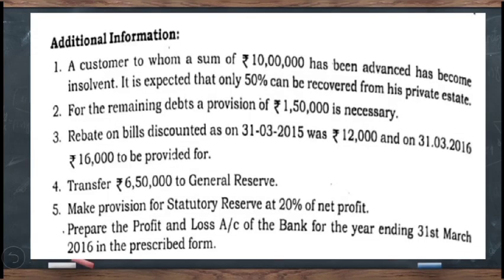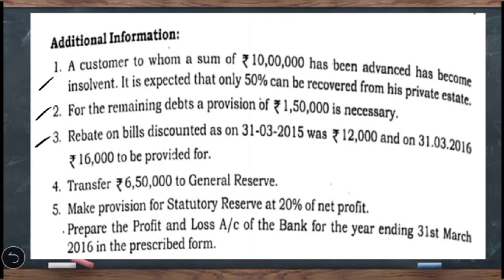So these are the items given in the table. Then in the next line they have given additional information. Under the first point, a customer to whom a sum of rupees 10 lakh has been advanced has become insolvent. It is expected that only 50% can be recovered from his private estate. Then the second point: for the remaining debts, a provision of rupees 1,50,000 is necessary.